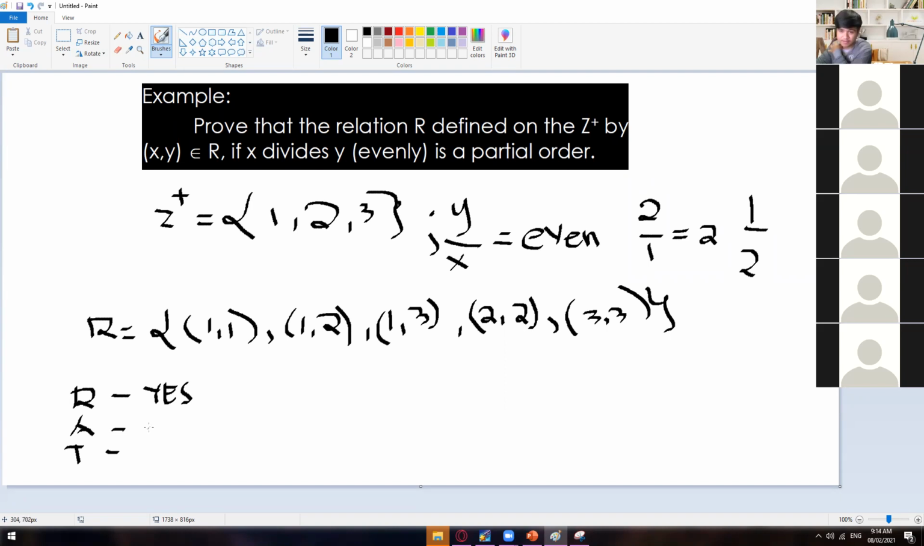No, sir. Symmetric. No. So this one is symmetric. Yes. Yes, sir. How come this one is symmetric?